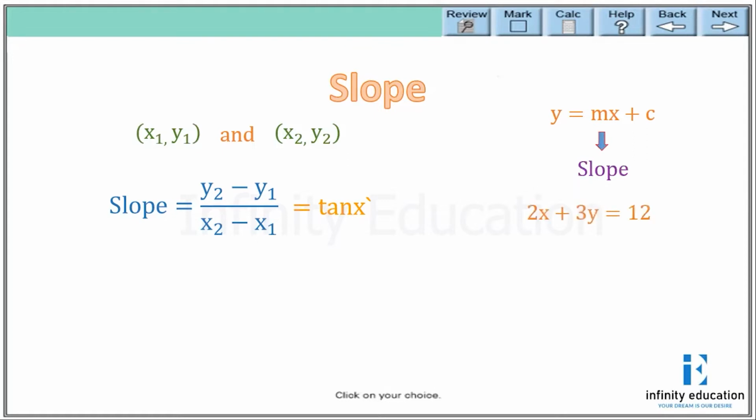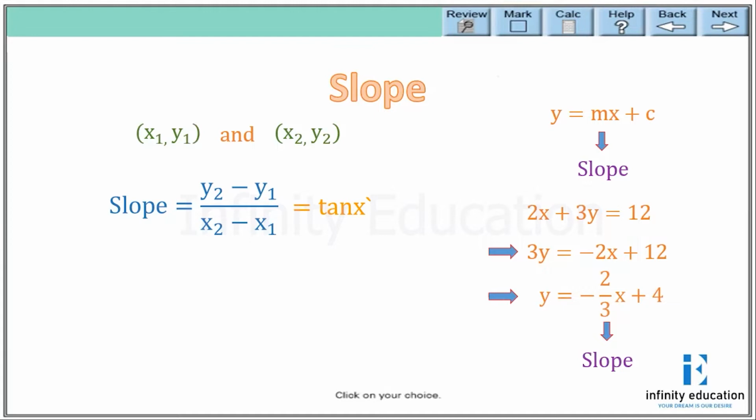Just to give you one more example, suppose an equation is given: 2x plus 3y equals 12. As I said, I have to keep y on the left hand side having the coefficient equal to 1. So I can rewrite this equation as 3y equals minus 2x plus 12. To keep y with the coefficient 1, I have to divide both sides by 3. So I am having y equals minus 2 by 3 x plus 4. So our slope will be minus 2 over 3.